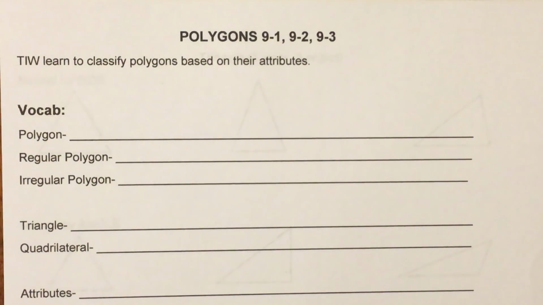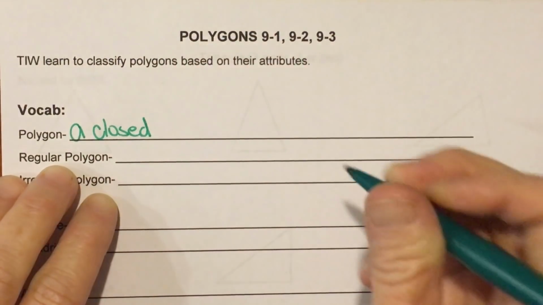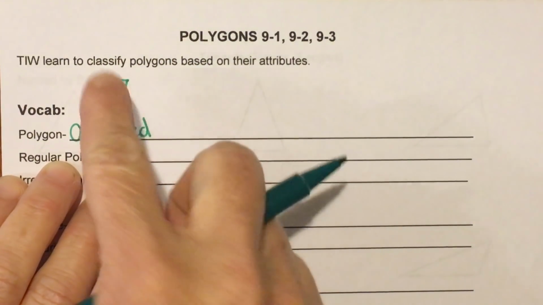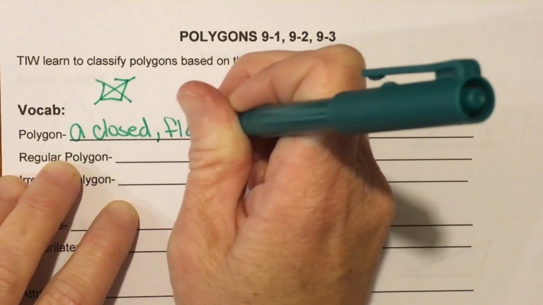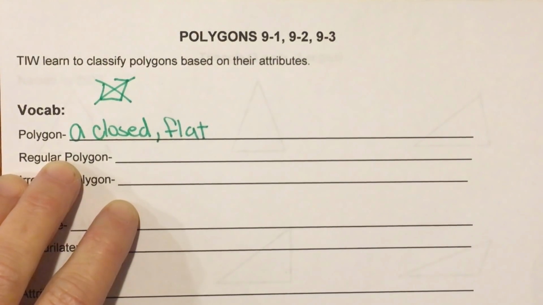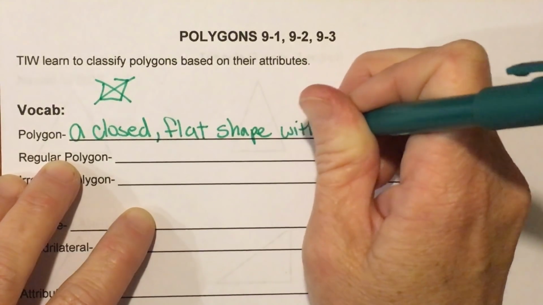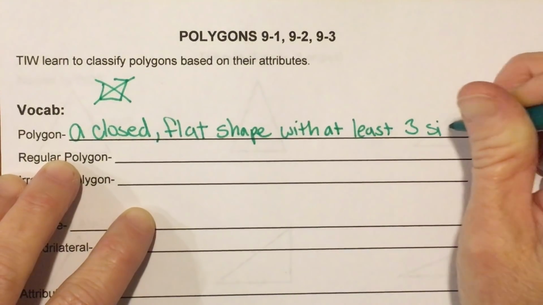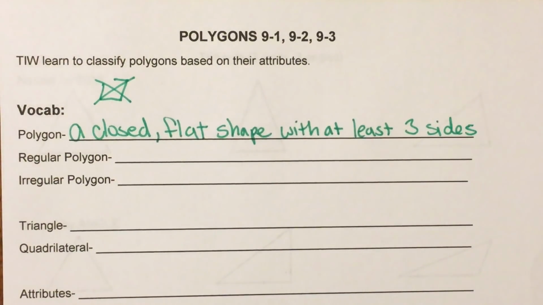Our first vocabulary word is a polygon. A polygon is a closed, which means it does not look like that. That is not closed because there's an opening. So it's a closed, flat, which means it's not three-dimensional, shape with at least 3 sides. So it has to be a closed, flat shape with at least 3 sides.